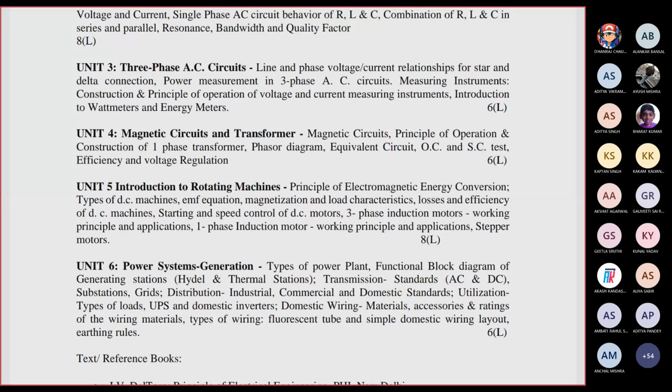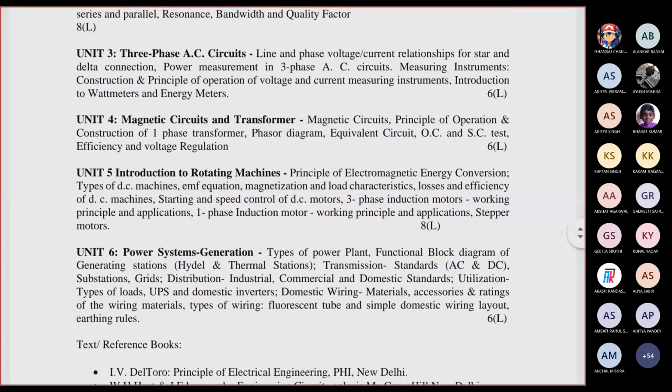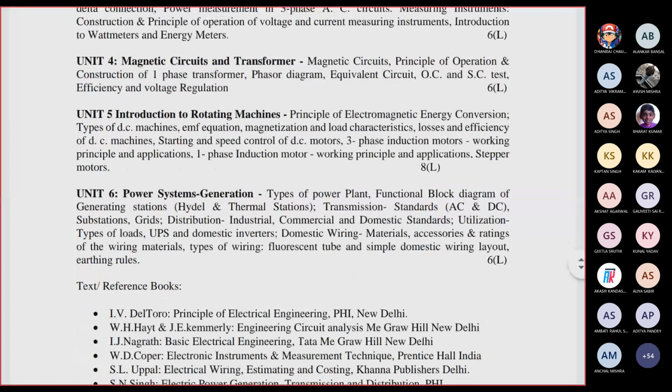And then we have one special type of motor in this chapter, that is a stepper motor. The application of a stepper motor is also very huge nowadays due to the accuracy. We will see in detail when we go through these machines. Then the last unit, which is your unit 6, is about power systems generation.